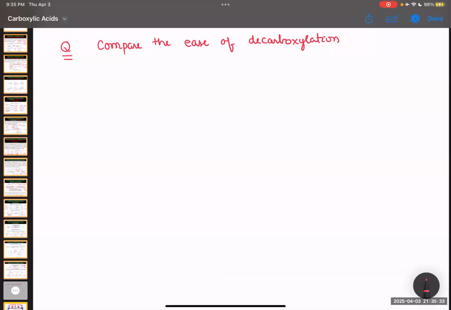Compare the ease of decarboxylation reaction, meaning how easily the CO2 can come out with soda lime, heat.